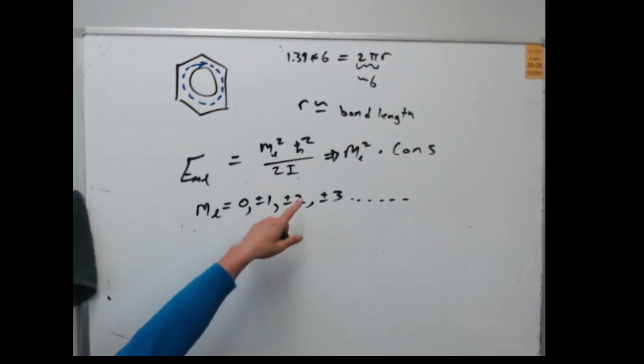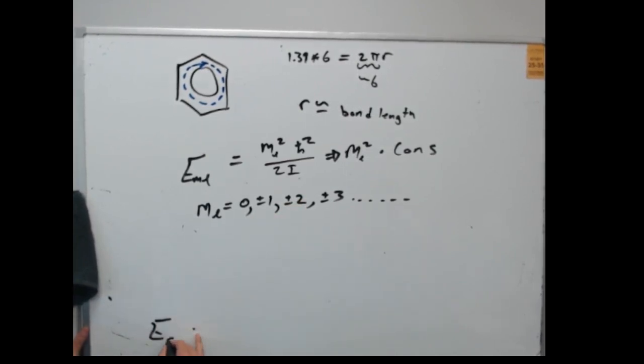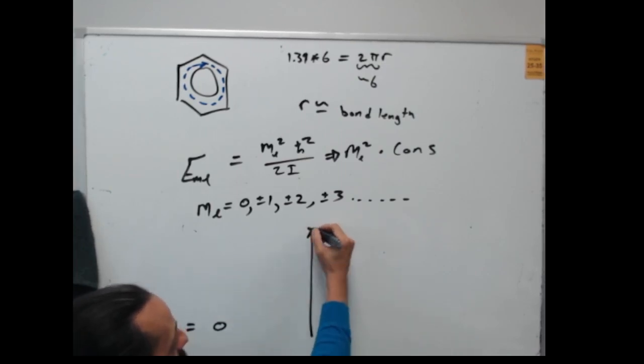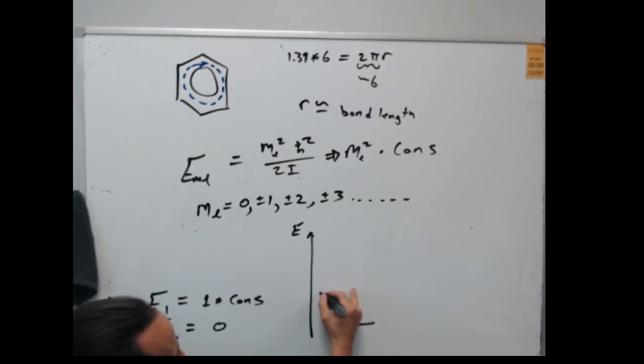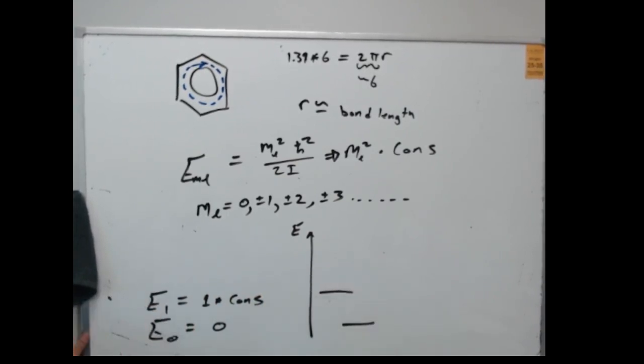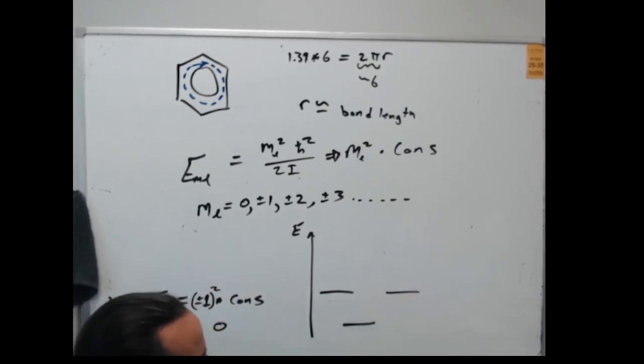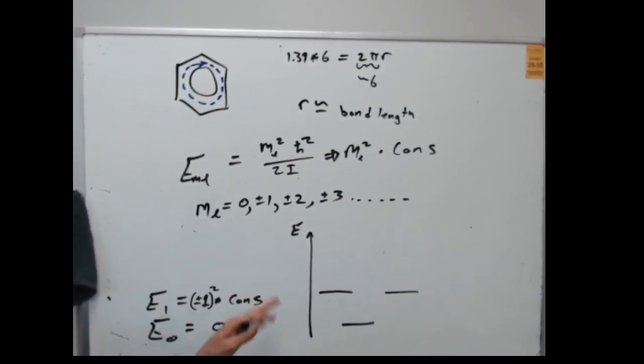So when we calculate our energy, the energy for 0, most people got this one right. It's just equal to 0. So if we wanted to draw a diagram for that, on some energy diagram, we'd have one value at 0. Then, if we did our energy for 1, that's going to be 1 squared times a constant, and we'd end up with one line. What if we did it for minus 1? Since this is going to be plus or minus squared, we're going to end up with 2 energy levels there. And then you can just keep going.